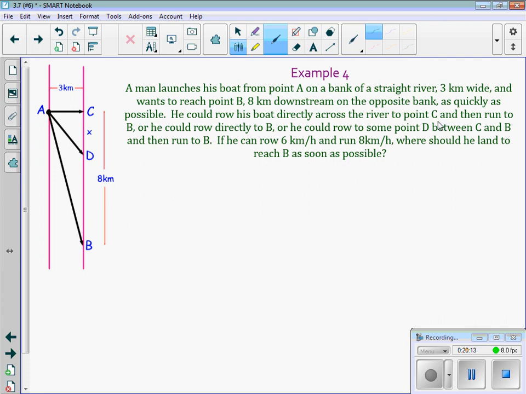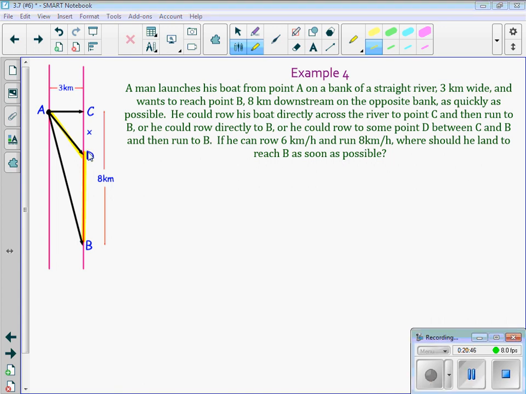What we're trying to do is minimize his time, and it tells us how fast he rows and how fast he runs. So he can either go straight across and then run this here, or he can go somewhere in between and then run the rest, or he can row the entire way, okay? So really his path is from here to here, and then from here to here. But D could slide anywhere from here to here.